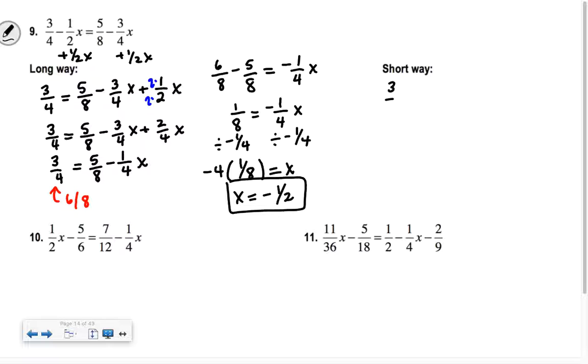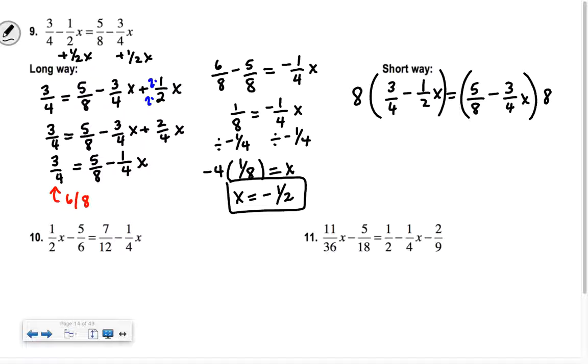So I'm starting with 3/4 minus 1/2 x, sorry, I keep writing the x where it's not. So 3/4 minus 1/2 x equals 5/8 minus 3/4 x. I'm going to multiply the left-hand side by 8, and the right-hand side by 8. So we're multiplying by the least common denominator. If you want to write yourself a little note, multiply by the least common denominator. When we do this, we're going to clear our fractions.